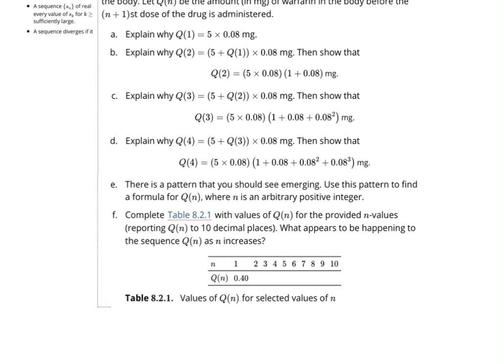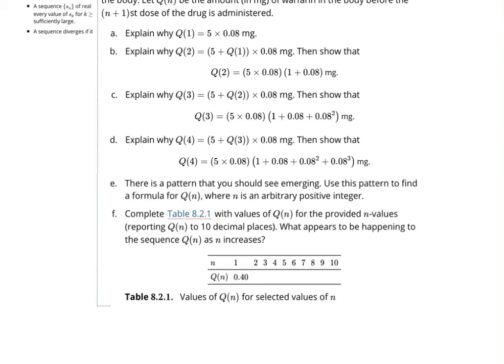And then you're going to try to figure out a general formula for Q of n. And there's this table here where you're going to figure out the values of Q of n for different values of n. And you want to get at least 10 decimal places in your answer. And then you're going to talk about what you think is happening.